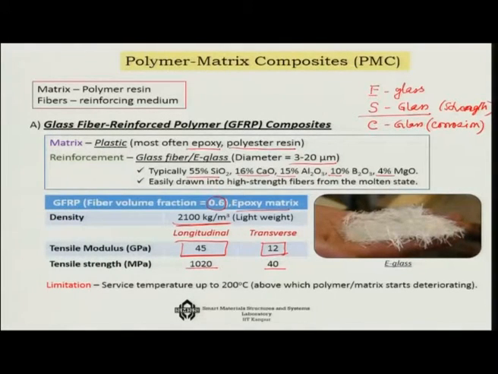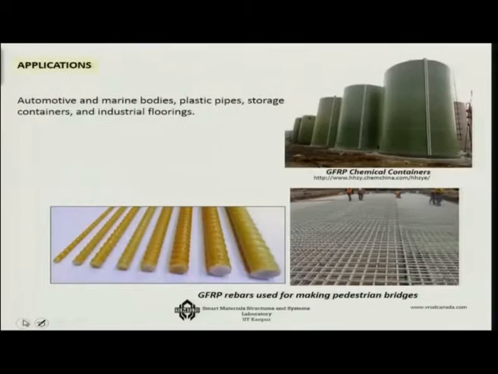But the limitation is that the surface temperature is up to 200 degrees centigrade. It should not go beyond that. If it does, then the matrix will start to flow or degrade. So hence, this is the limitation, temperature wise.